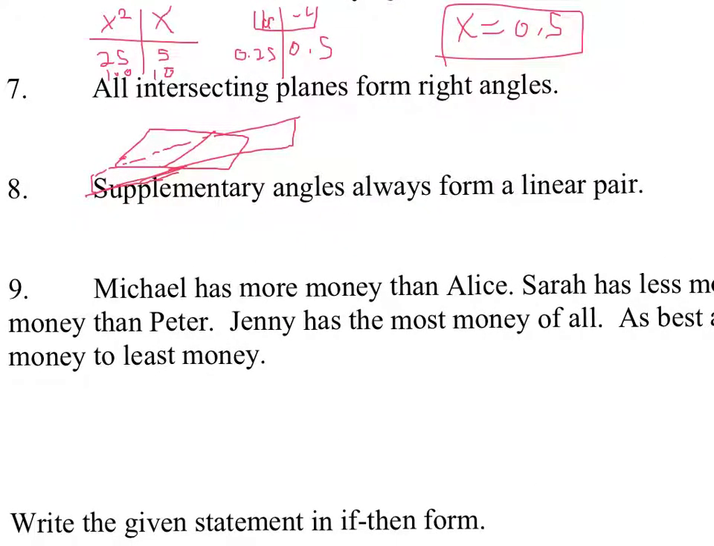Supplementary angles always form a linear pair. So supplementary angles are angles that add up to 180, and that's true of a linear pair, but can you think of an example of angles that add up to 180 that aren't a linear pair? Well, how about this? Let's say that's a 110 degree angle here, and over here I have a 70 degree angle. Those are supplementary because they add up to 180, but they're not a linear pair because linear pairs are when they're right next to each other. So there's my counterexample.